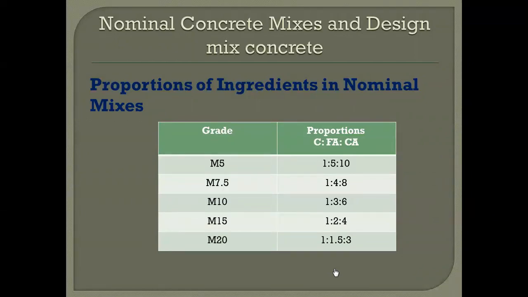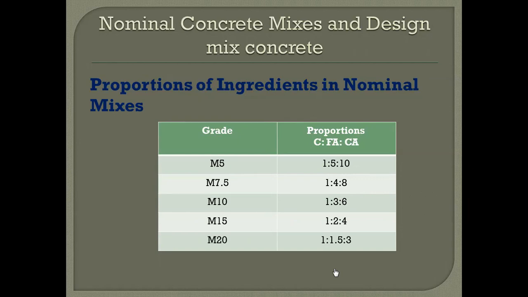So these are the nominal mixes: M5, M7.5, M10, M15 and M20. These are the proportions which have been fixed. If you are using M10, you cannot do the mix design. M10 is a nominal mix, so the mix proportion of 1:3:6 is already fixed, so you cannot do the mix design for M10 concrete.